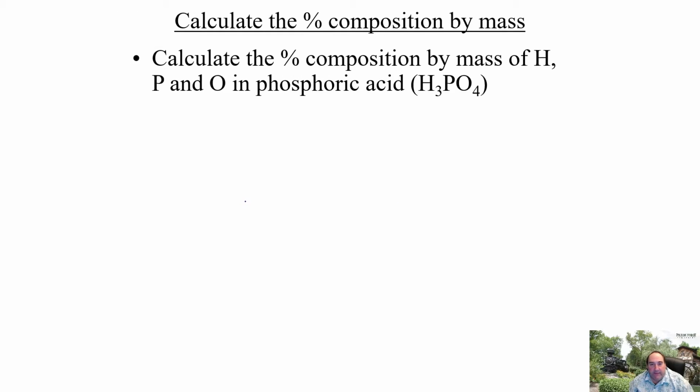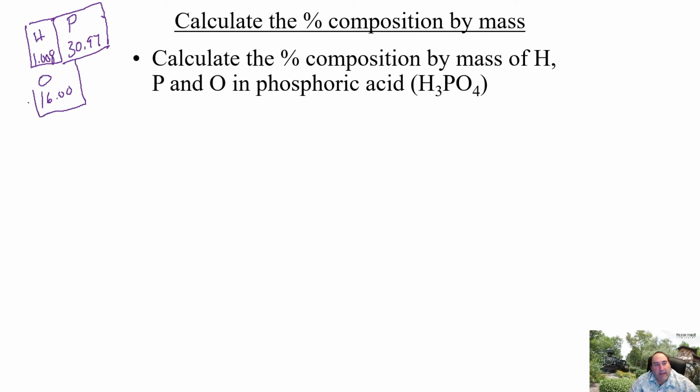So why don't you take a moment here and do a little calculation of the percent composition of each of the elements in phosphoric acid. Let me give you some numbers which might be helpful in case you don't have your periodic table with you. Hydrogen 1.008. We have our friend phosphorus, which is 30.97, I believe. And lastly, oxygen, which is 16.